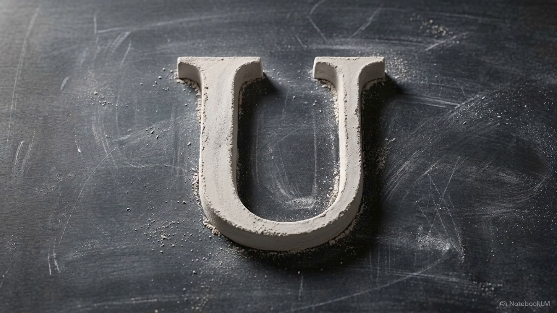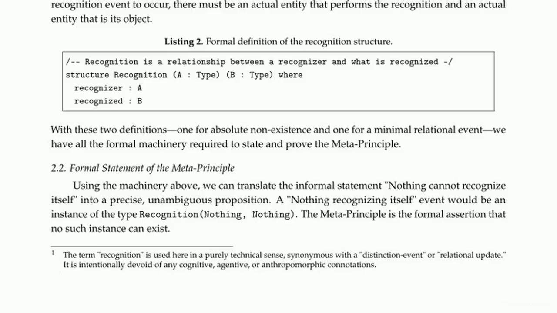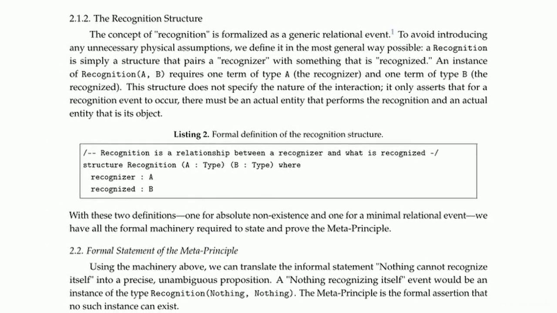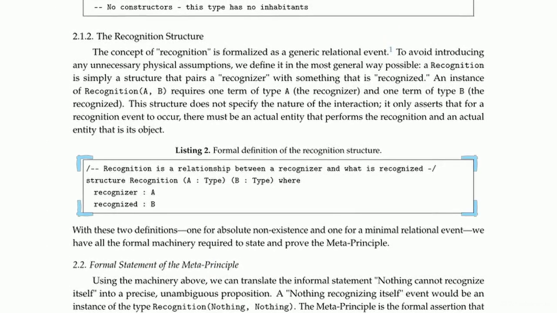The process begins with the ground state, U. This is absolute nothingness, a state without shape, particles, or dimensions. This undifferentiated ground state contains a specific logical constraint. In type theory, nothing cannot support a recognition event. For a distinction to exist, there must be a relationship between a recognizer and an object.